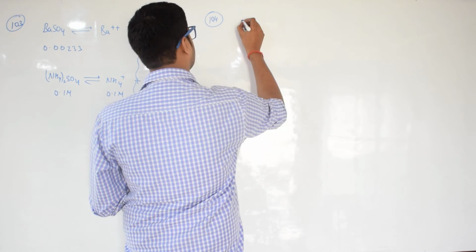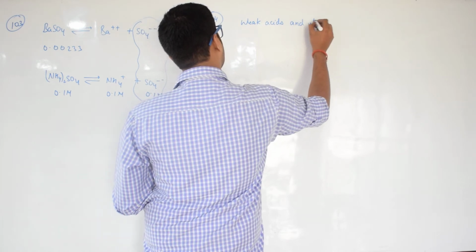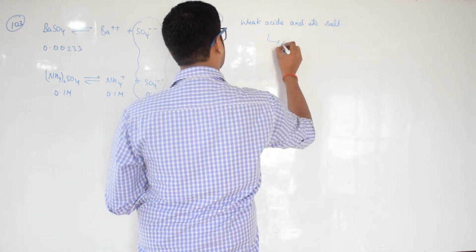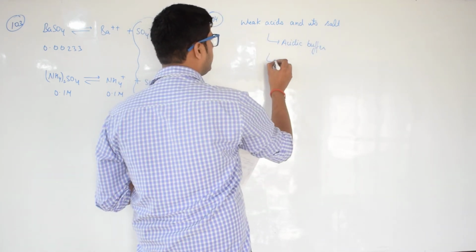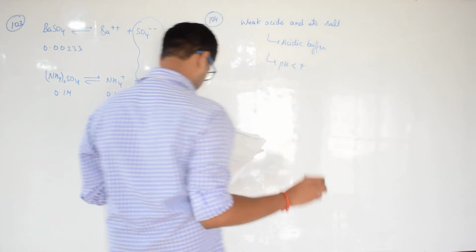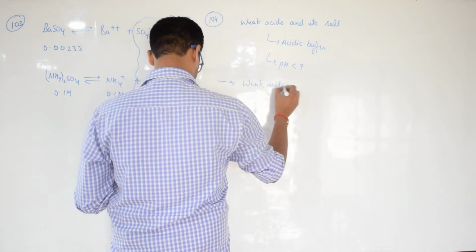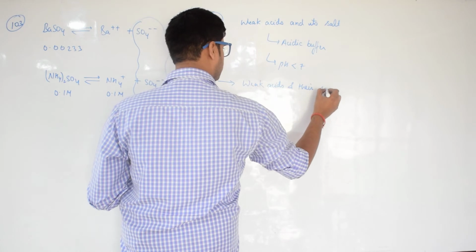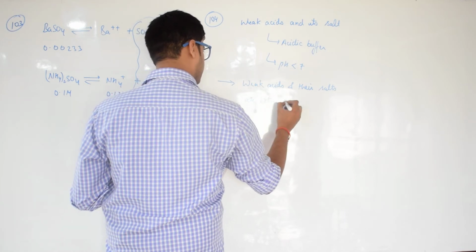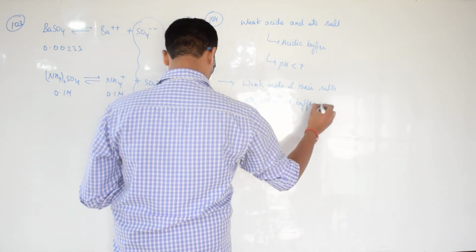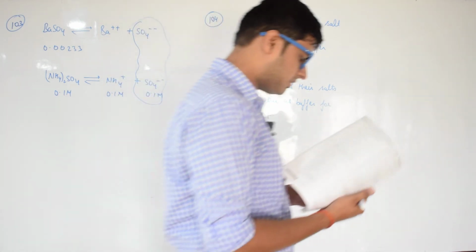We know that if we have a weak acid and its salt, that means it is an acidic buffer, and we know that if it is an acidic buffer, its pH would be less than 7. So, the option would be weak acids and their salts are better as buffers for pH less than 7.